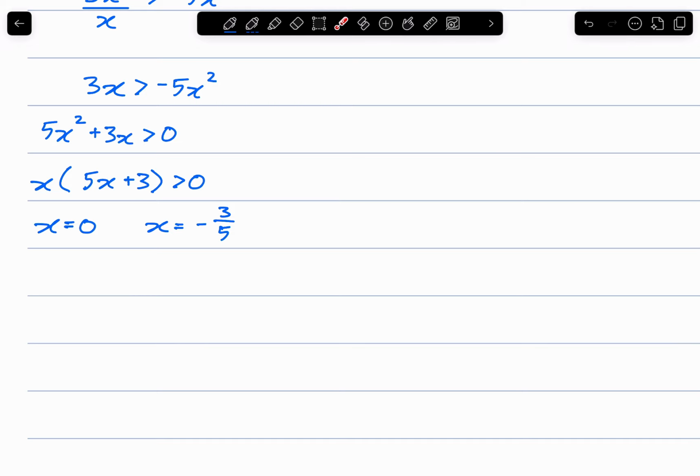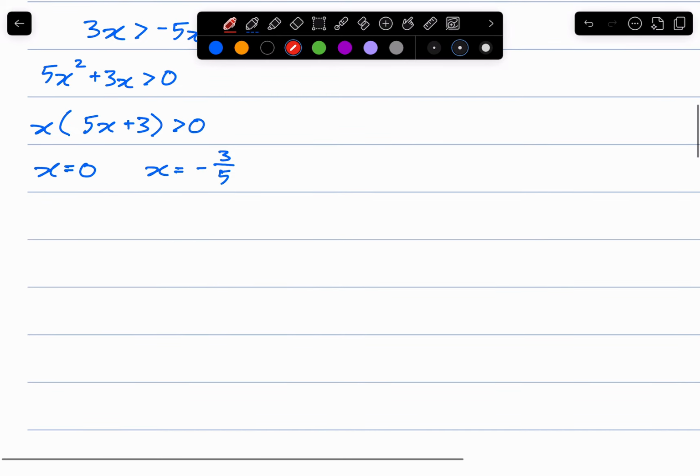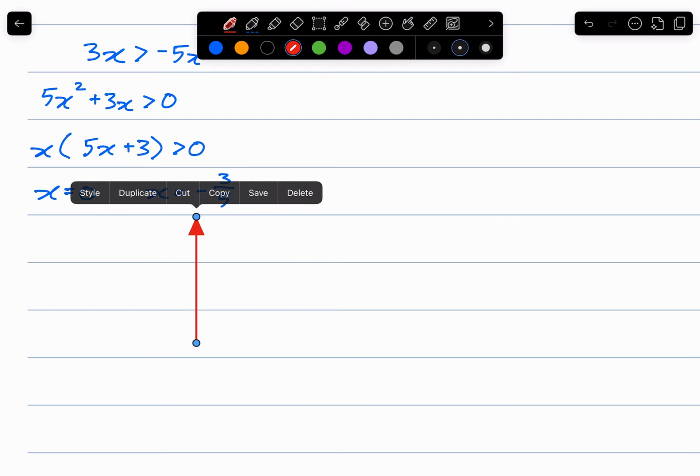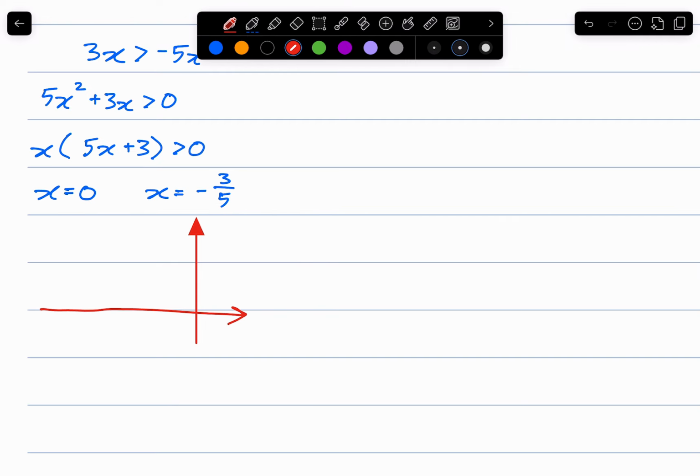Now, how we know what the inequality is, we simply look at this. Think of this as a parabola. So this parabola has its roots, or its x-intercepts, at 0 and negative 3 on 5. And since it is concave up, it'll look something like this.